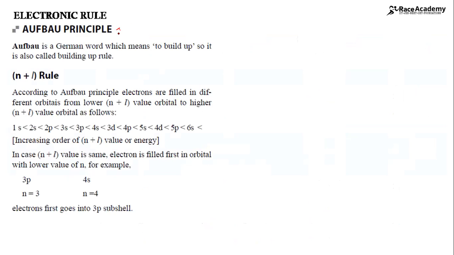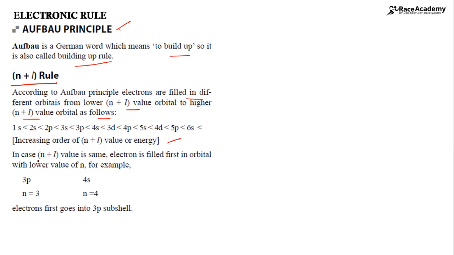Next, let us see the electronic rules. First we will see the Aufbau rule. Aufbau is a German word which means to build up, so it is called the building up rule. In that, the n plus L rule applies. According to the Aufbau principle, electrons are filled in different orbitals from the lower n plus L value orbital to the higher n plus L value orbital. This is the increasing order of the orbitals: 1s less than 2s less than 2p less than 3s less than 3p less than 4s less than 3d less than 4p less than 5s less than 4d less than 5p less than 6s, and so on.